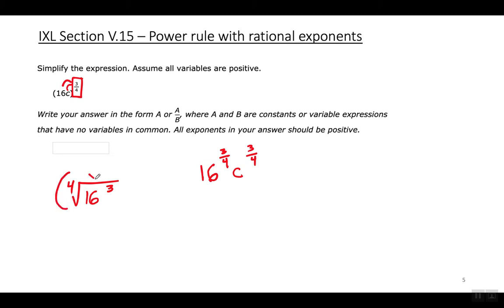And now remember the technique. Do this part first. It'll be much easier. The fourth root of 16 is 2. And now I do 2 to the third power, which is 8. So my final answer is 8c to the 3 over 4 power.